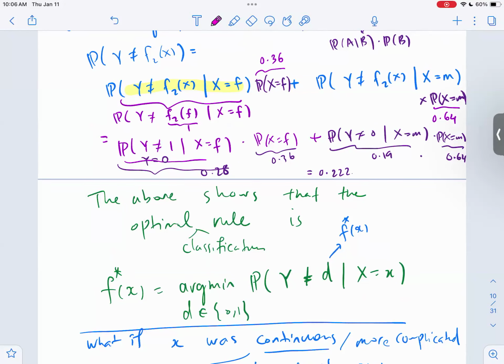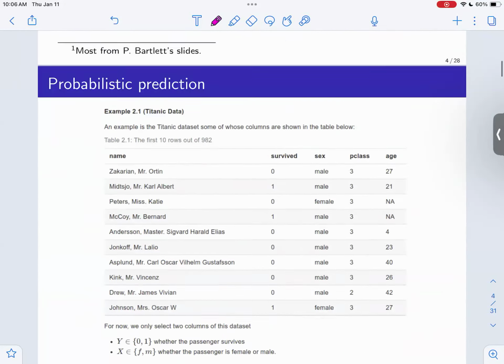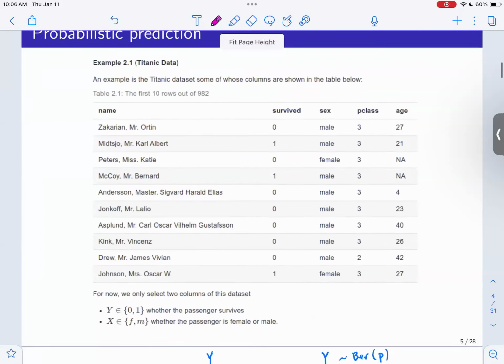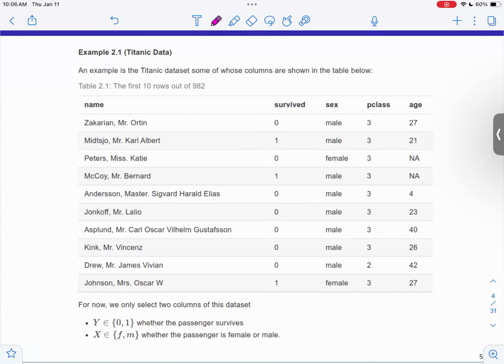The original problem was that we just had this table, right? In practice, you're not going to be given the joint probability distribution, so you can't do any of these calculations. So how do you actually do this in practice? That's the next step. I'm giving you this data. How do I go and try to approximate that optimal classifier that we derived?